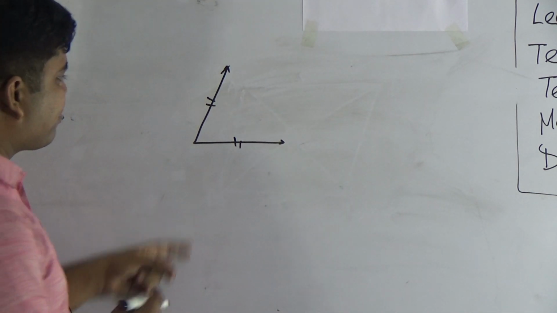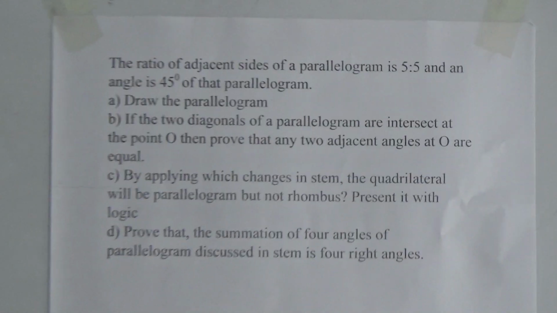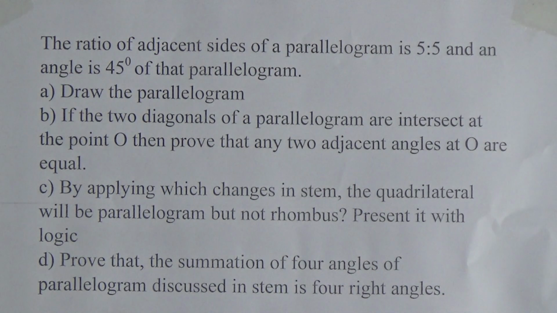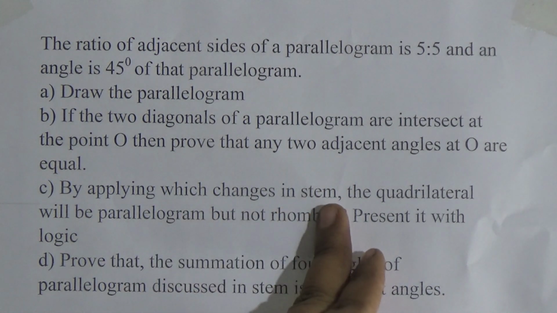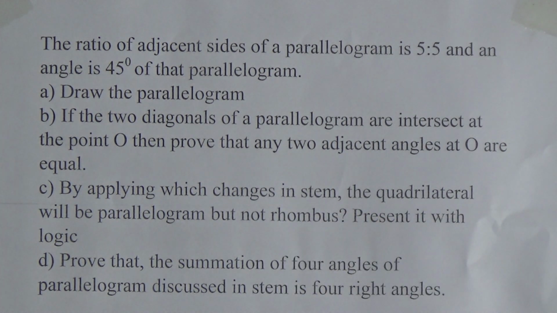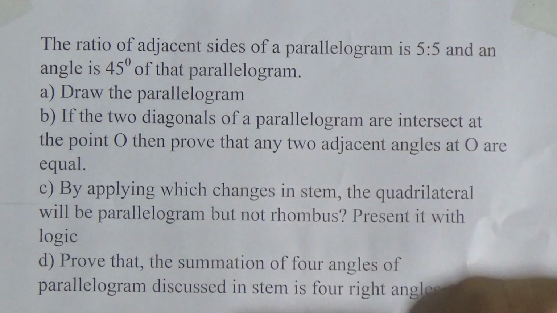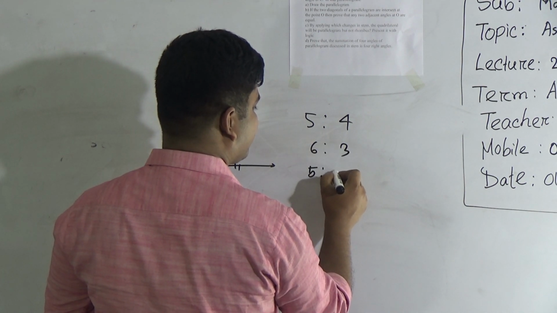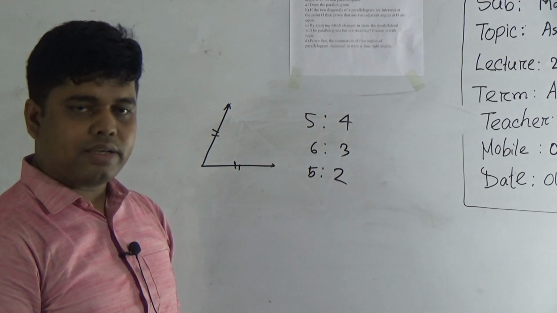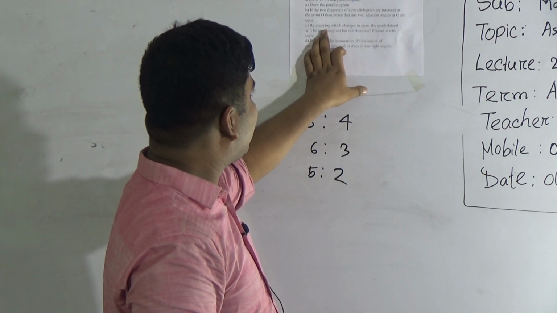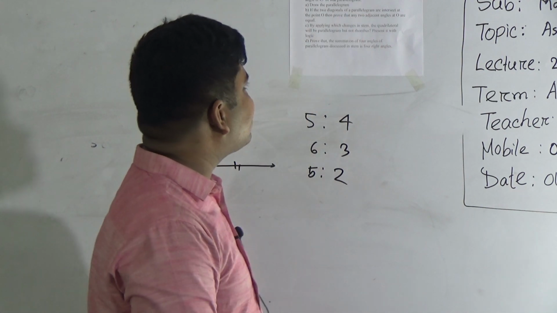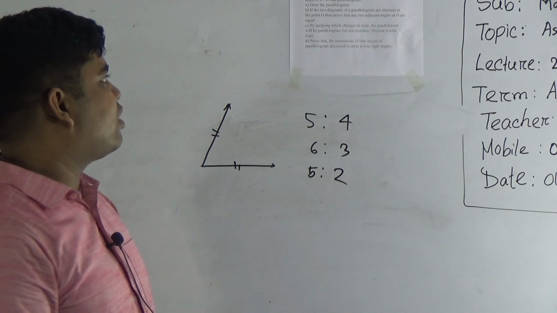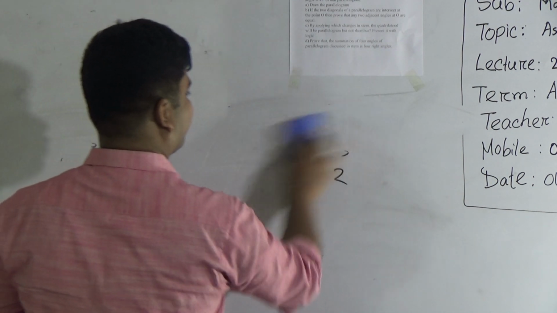So my dear students, here in the stem the adjacent sides of the quadrilateral are 5:5. So it must be a rhombus. But the question asks you to change the stem, so that the figure will be a parallelogram. If this is 5:5, then it is a rhombus. But when we change this ratio, that means 5:4 or 6:3 or 5:2, then that figure will be a parallelogram. So here we need to write by which changes the ratio of the adjacent sides will be changed, so that the quadrilateral will be a parallelogram but not a rhombus. So you must write it in your own language.